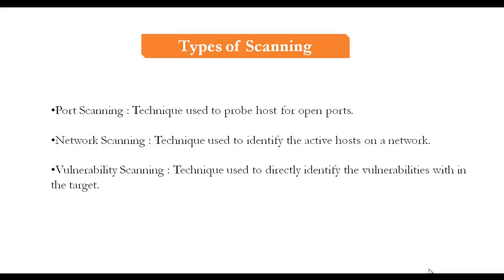And we have three types of scanning basically. One is port scanning. This is used to find out all the possible open ports on the target. Network scanning is to identify the active hosts on a network. And finally, vulnerability scanning is used to find out the vulnerabilities on the target. If you take a web application or a web server, vulnerability scanning is to find out the loopholes that exist on that target.